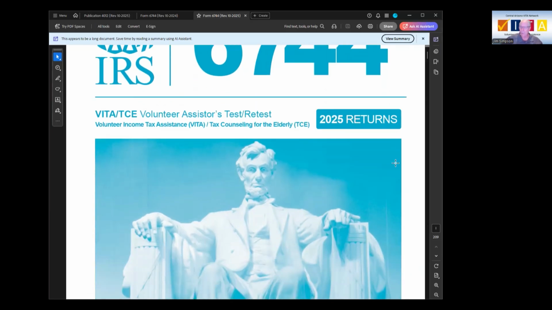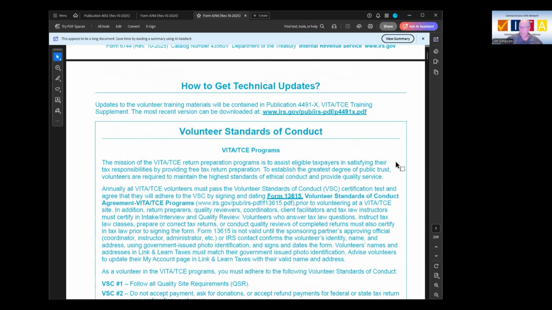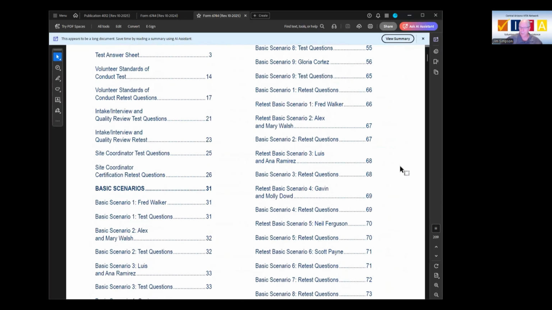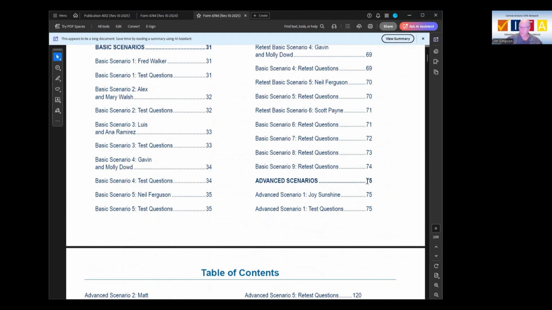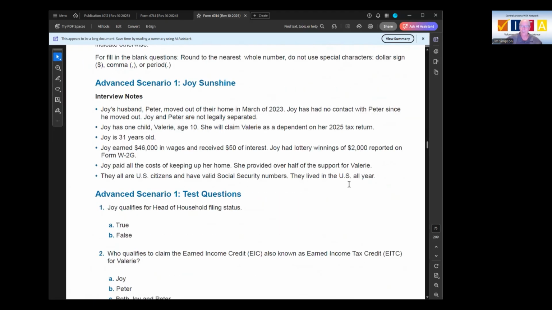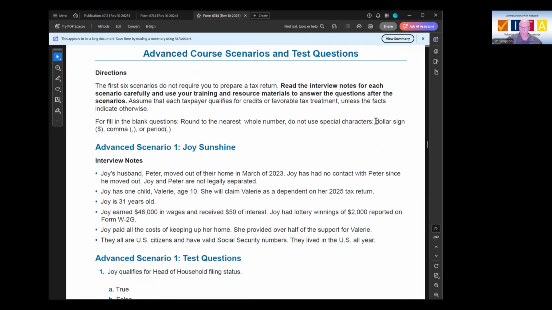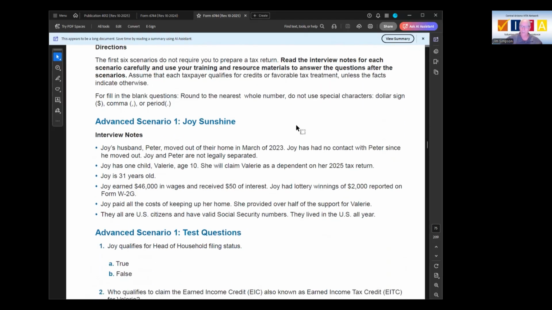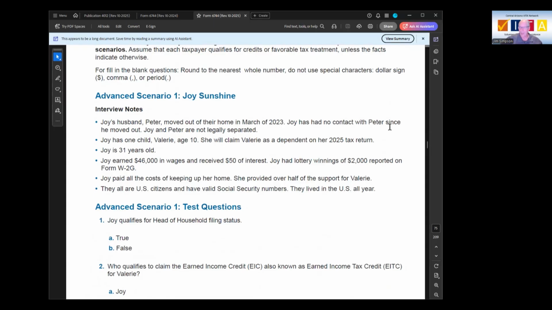So again, we're looking at the advanced test, and I believe those start on page 75. So let's scroll down there. Okay, here we have the advanced course scenarios and test questions. The first advanced scenario gave you some facts. It looks like Joy's husband Peter moved out of their home in March of 23. Joy has had no contact with Peter since he moved out. Joy and Peter are not legally separated. So right there, I think it's going to ask me about filing status.